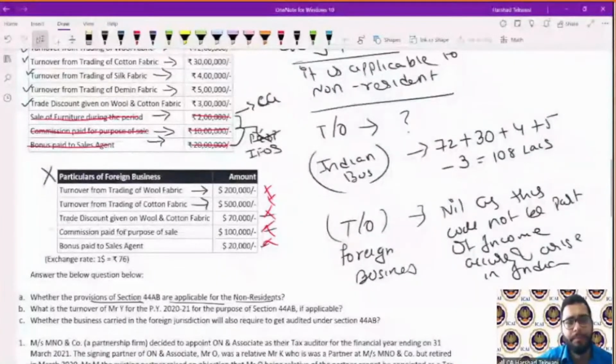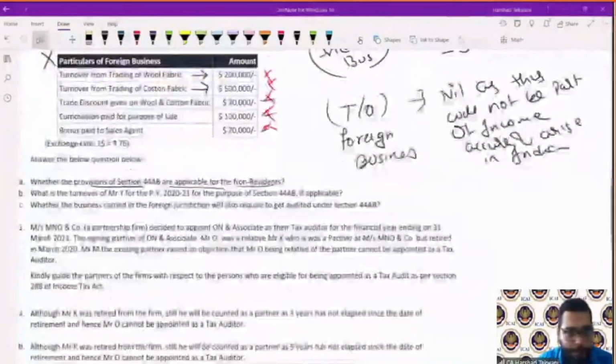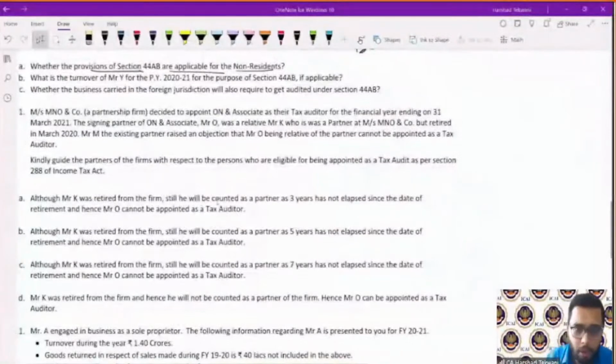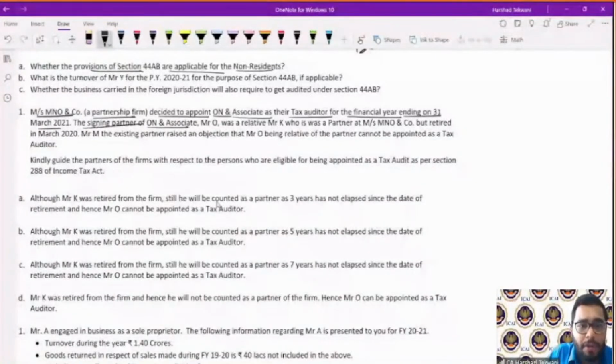I hope I'm clear. Okay, good. Another question. Messrs. MNO and Company, a partnership firm, decided to appoint ON and Associates as a tax auditor for the financial year ending on 31st March 2021. The signing partner of ON and Associates, Mr. O, was a relative of Mr. K, who was a partner at MNO and Company but retired in March 2020.